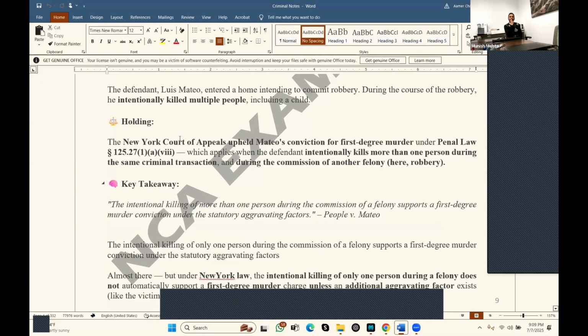Holdings: the New York Court of Appeals upheld Matthew's conviction for first degree murder under Penal Law section 125.27.